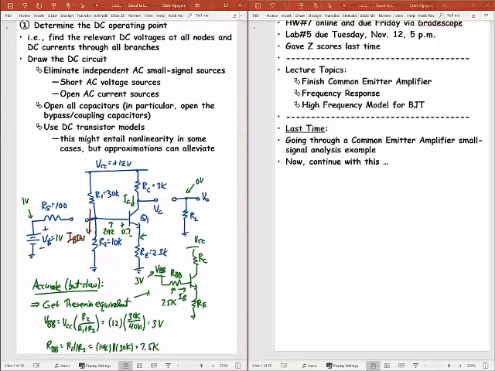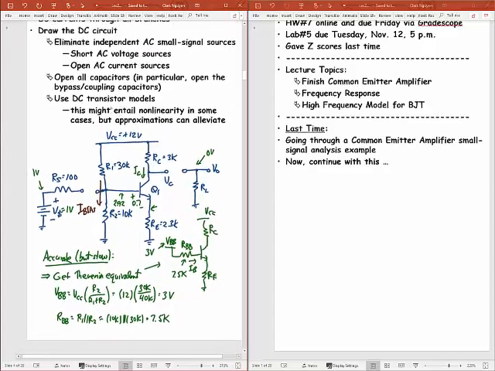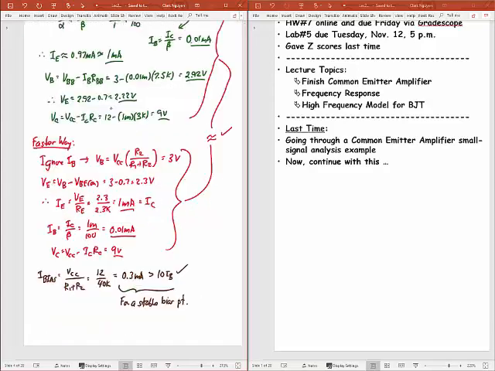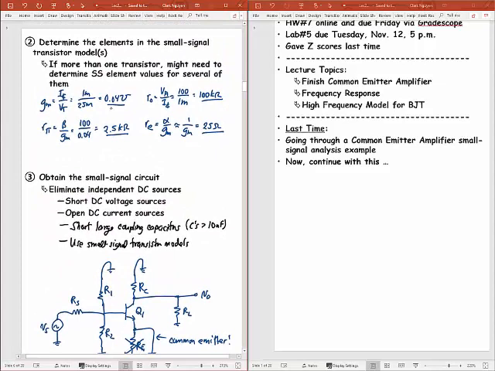And last time we started doing this, we determined the DC operating point. I taught you how to get the DC circuit. That basically means open circuiting all large capacitors, turning off all of the small signal AC sources, and then solving the circuit. We did that. The next step is to actually do the small signal analysis, which requires us to create the small signal model. So we actually use the DC bias operating point for the transistor to determine its small signal elements, which are gm, r pi, r naught, and if we want, we can derive the re.